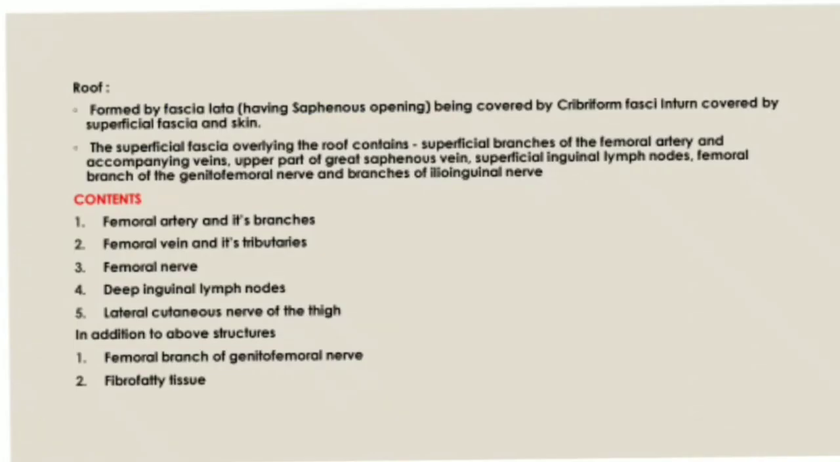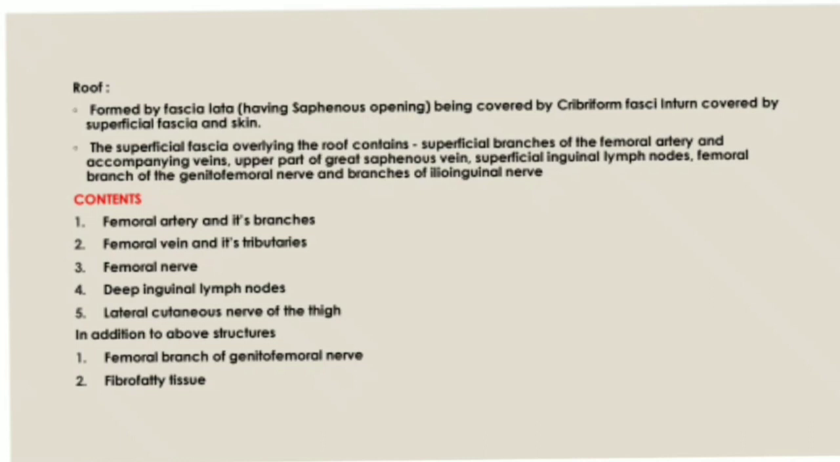Then it will have superficial inguinal lymph nodes. In the triangle you have deep inguinal lymph nodes, but in the superficial fascia you have superficial inguinal lymph nodes. Then you have the femoral branch of the genitofemoral nerve. This is very important. I'll discuss what it is. I'll draw it over here. I want to explain this because the femoral branch of the genitofemoral nerve is discussed in the femoral triangle, while the genital branch of the genitofemoral nerve is discussed in the inguinal canal.